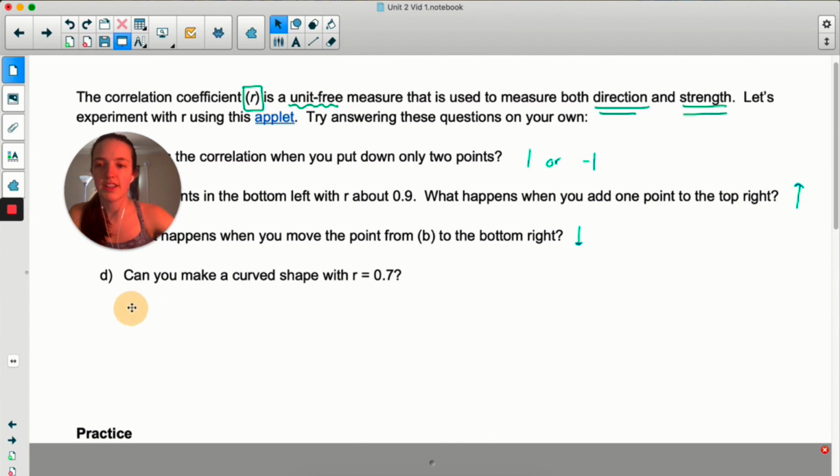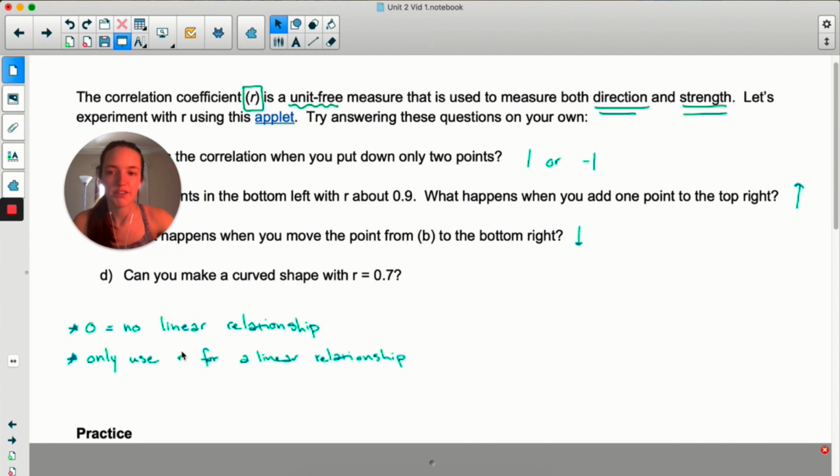So just a couple other things we need to know. Like I said, if R equals 0, then there's no linear relationship, it's just a cloud of points. You only want to use R for a linear relationship. As you just saw, it's a little misleading to use R if there's a curved pattern. So look at the scatter plot. If it looks like a line, then feel free to use R to describe the strength and the direction.